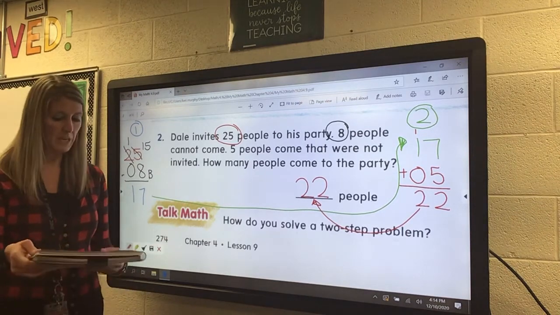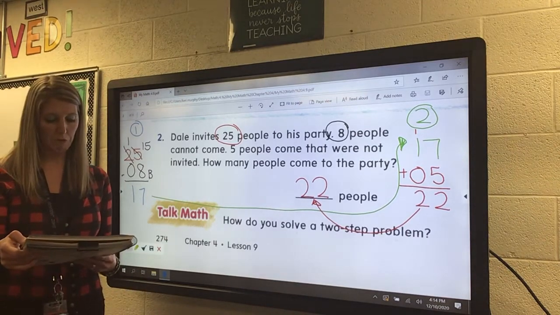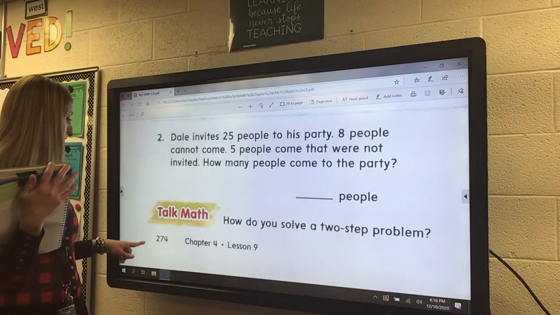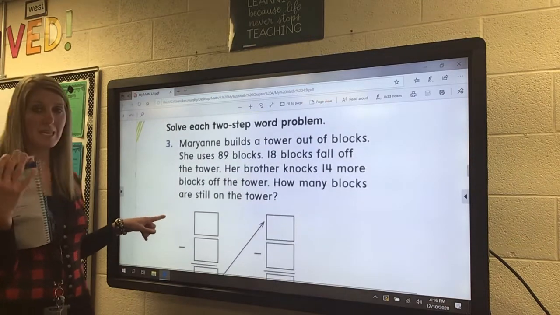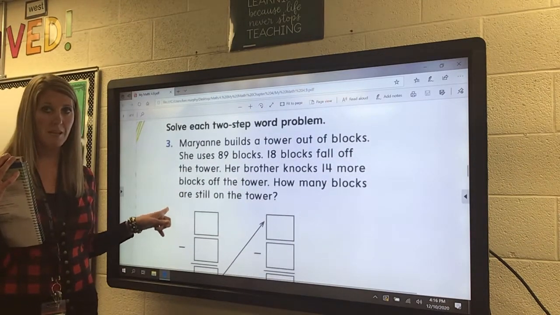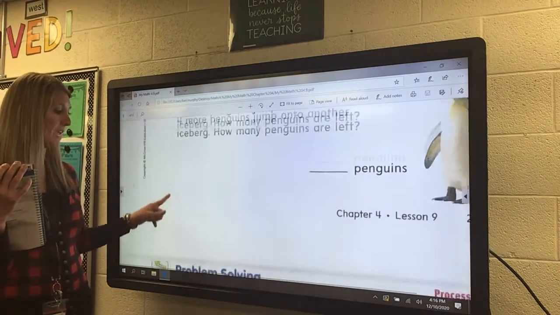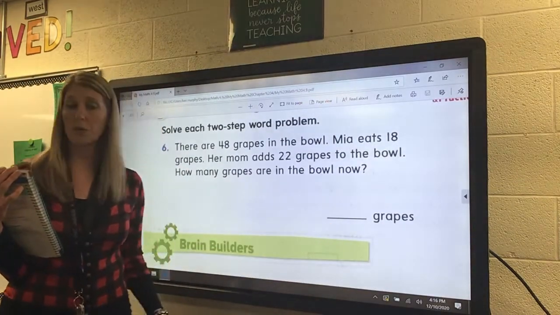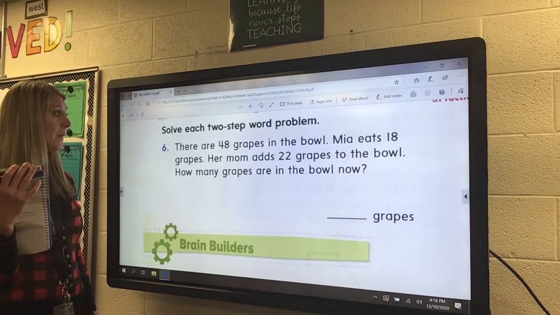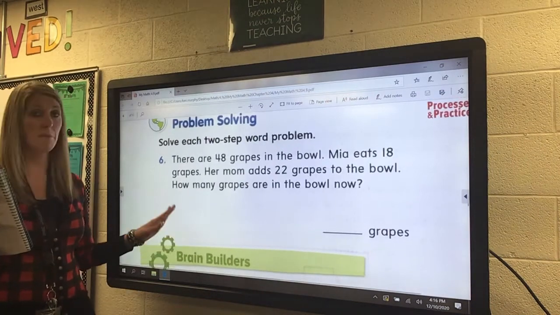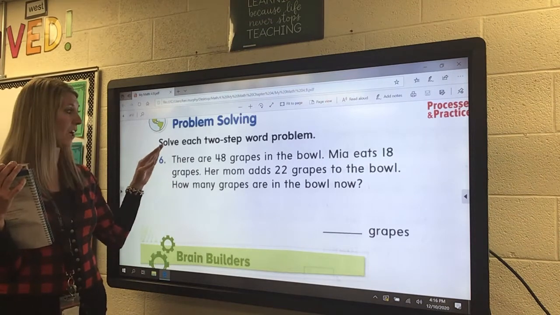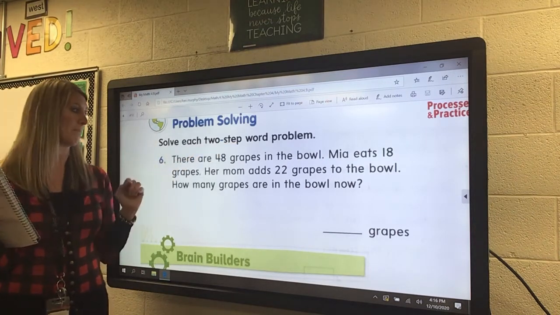And then we are going to go on to the back page. So we're going to skip the independent practice for now. We'll come back to that in a minute. Let's go to the back page. And I would like you to cross off the brain builders. We're not going to do the brain builders, but we're going to solve this problem solving one, which is number 6. It says solve each 2-step word problem.